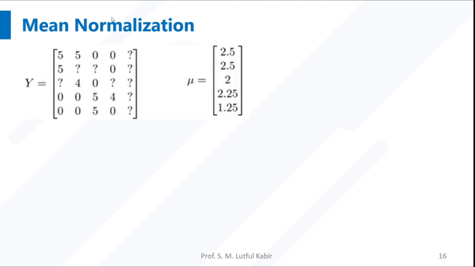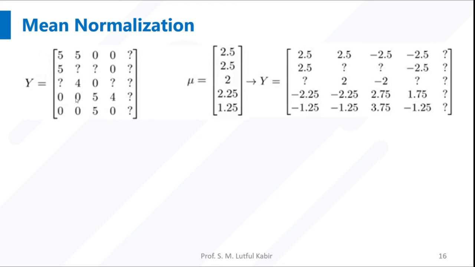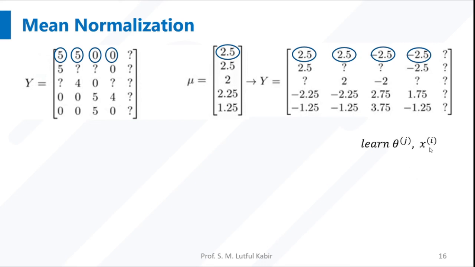So the first step in mean normalization is you form Y and then find the mean of each row, or each movie. Then you subtract this mean value from the original value, as if you are normalizing. The values change except for Eve's ratings, where no movies have been rated. After subtracting the mean value from the original Y, we get the modified Y. And as usual, we learn theta j and x i for all the users and all the movies.